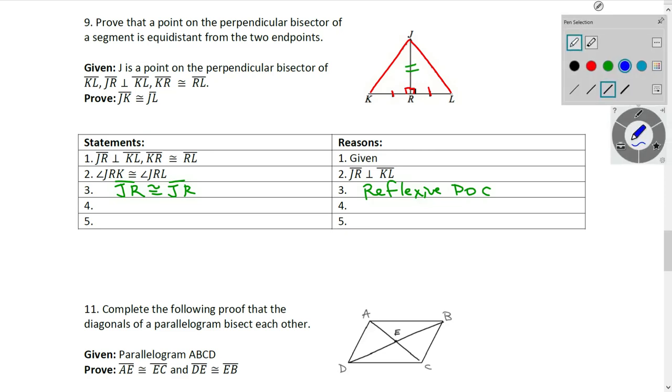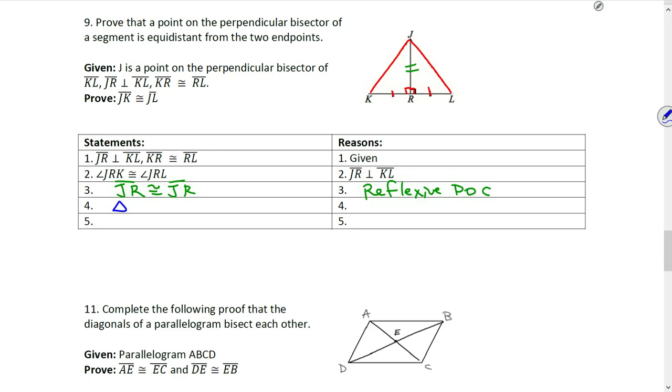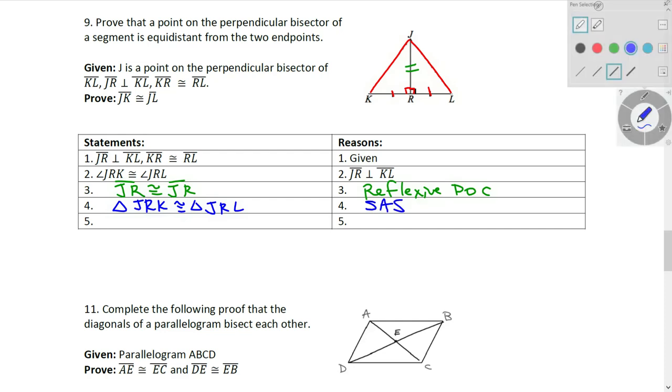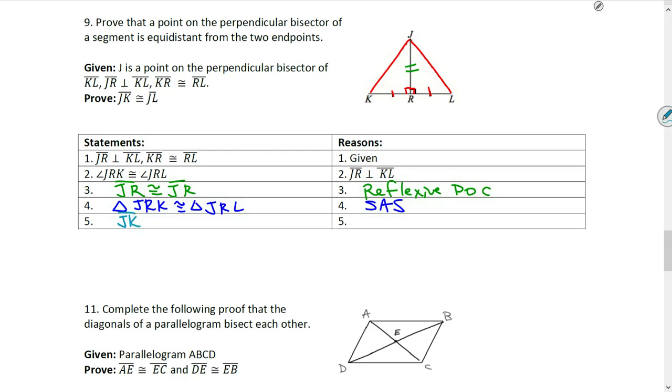And if I draw on the diagram, then I notice that triangle JRK is congruent to triangle, J corresponds with J, R corresponds with R, and K corresponds with L. Now I have two sides and the angle between. It's by the side-angle-side congruence criteria. And then if I have congruent triangles, then JK is congruent to JL because they're corresponding parts of congruent triangles, so they must be congruent.